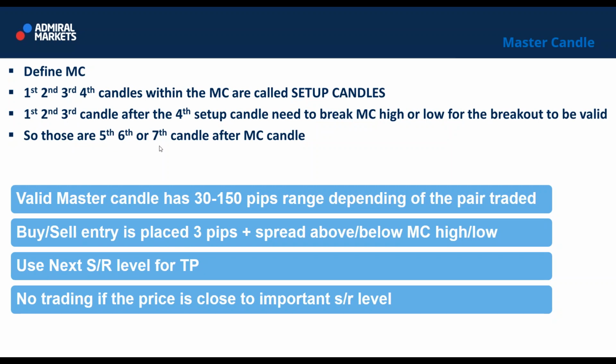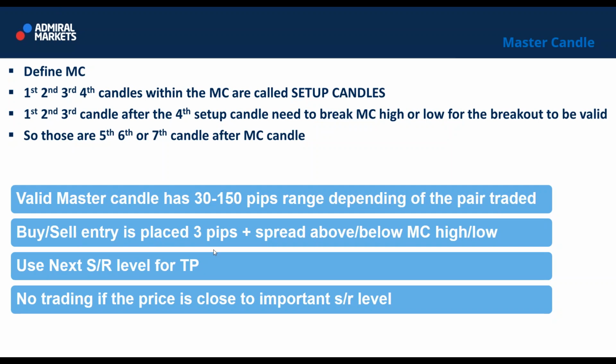So those are fixed, the 6th or 7th candle after the master candle. Now, a valid master candle has a 30 to 150 pip range depending on the pair traded. But whenever we see, let's say, 35, it does not need to be a perfect 30, it can be 35. Okay, we can define it more or less. The margin is not below 30. We don't ever go below 30, depending on the pair traded.